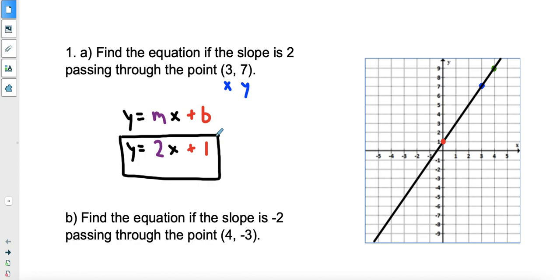Let's look at part B here. In part B, I want to find the equation now if the slope is negative 2 and it passes through the point (4, -3).